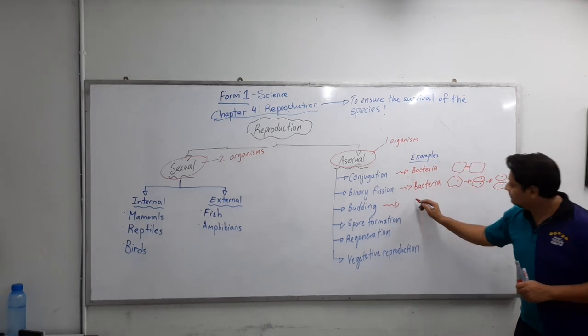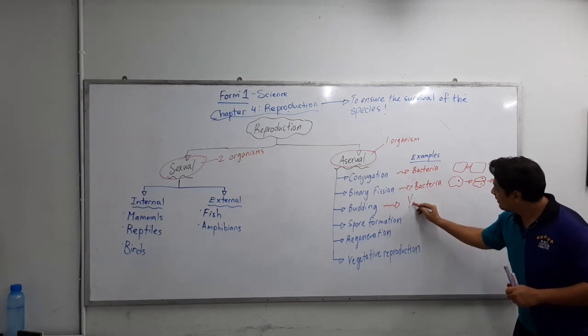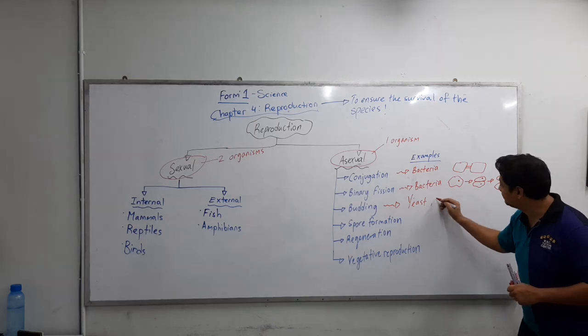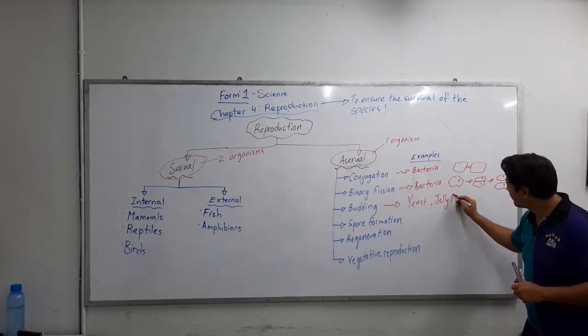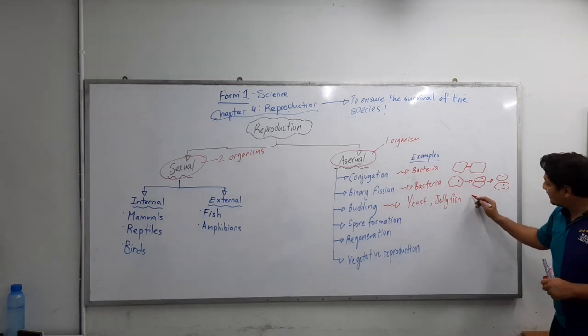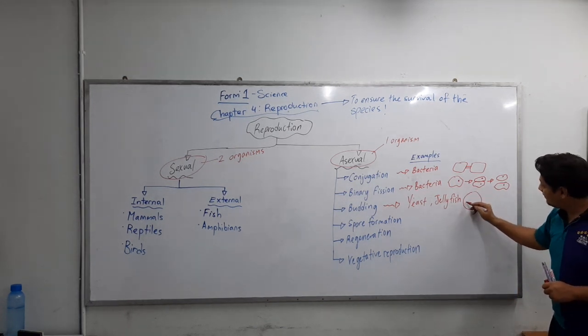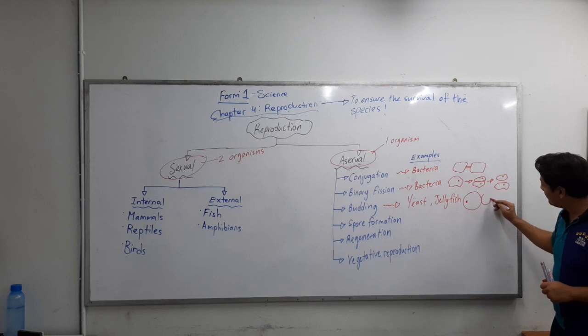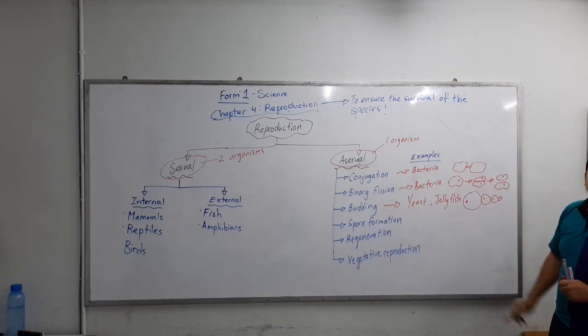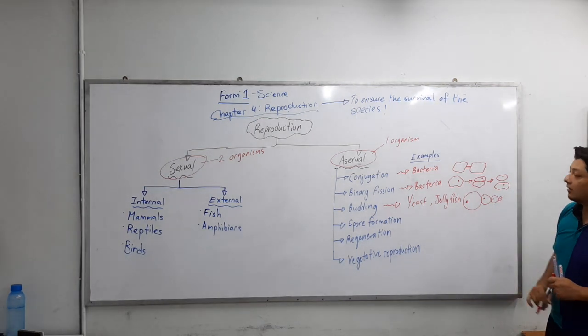Third one is budding. For budding, you have yeast and also jellyfish. It will look something like this. There will be one, and then it will bud off, smaller and smaller. So these are the buds of the parent organism.